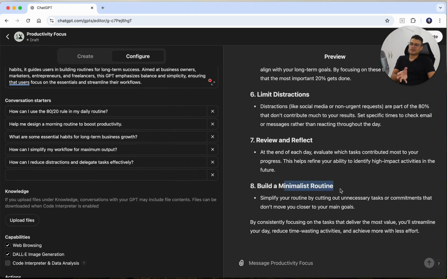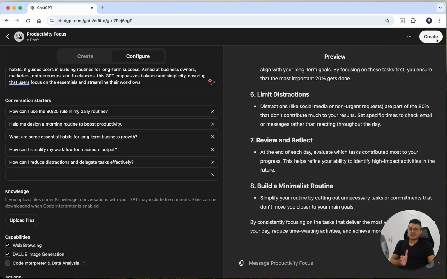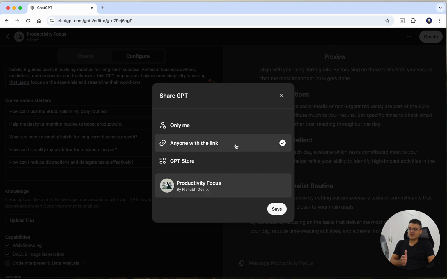Build a minimalist routine. So see, this is very different from if you were to ask a direct thread on ChatGPT, which is something we started the course with, like a direct single shot prompt to come up with productivity tips, because they would have been completely random. So if we are happy with this, let's go ahead and create the custom GPT and say anyone with the link. We'll actually share the link with the course as well so that you can find it. You can actually use this productivity GPT.